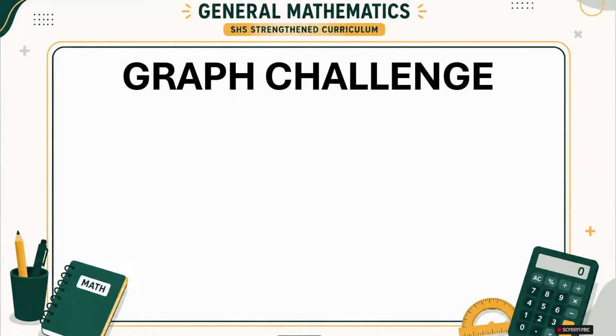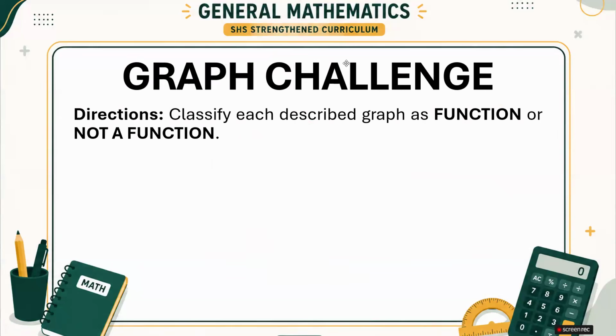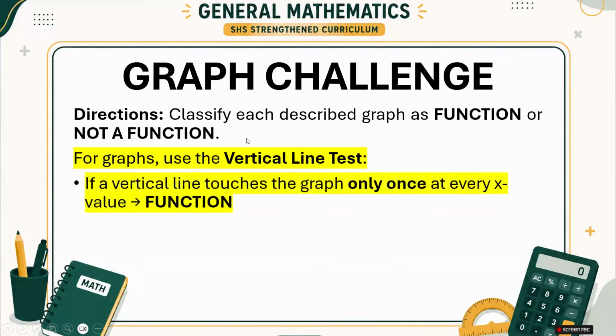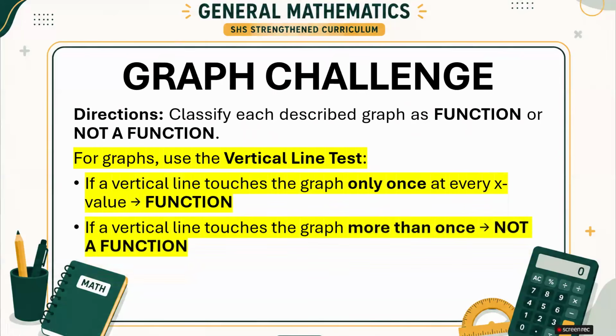Now for our graph challenge, we need to classify each as a function or not a function. For graphs, we use the vertical line test. So imagine drawing a vertical line through a graph. If the line touches the graph only once at each x value, it is a function. While if a vertical line touches the graph more than once, then it is not a function. Remember our simple rule, one x value should have only one y value. That's why the vertical line should only touch the graph once.